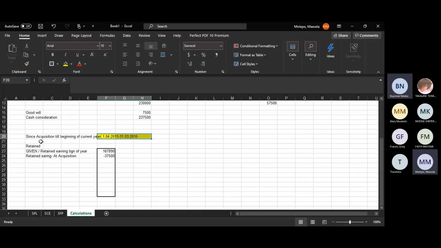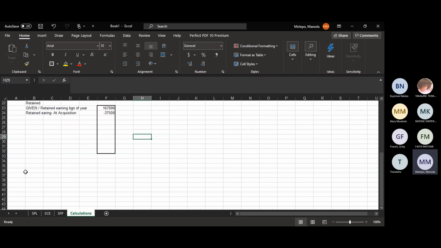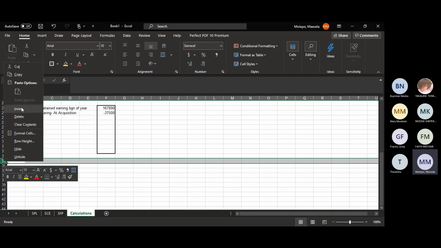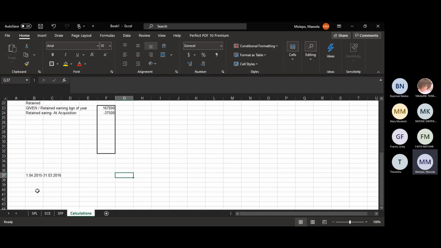So it's important to do this so that we can know which transaction falls where. Those transactions are going to fall here. Anything that happened between 1/04/2015 up to 31/03/2016 is the one which is going to fall here, in the current year. It makes sense? Okay, so adjustment number 5 and 6 are going to fall in the current year. Just mark them on your side.